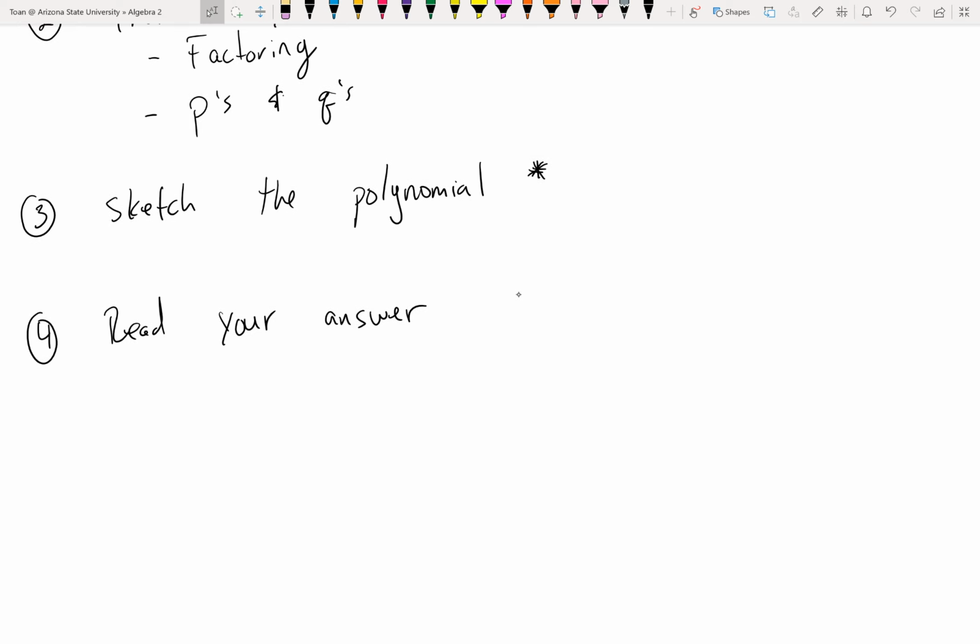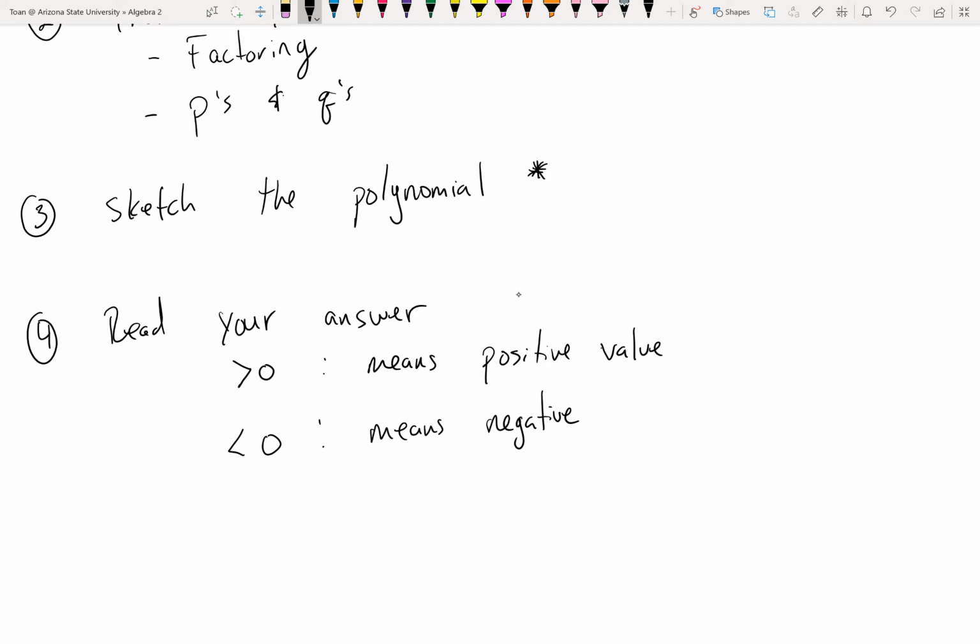And your answer will be dependent on what type of inequality you have. If your inequality is greater than 0, that means you want positive values. You want to find the intervals that give you positive values. And if your problem is less than 0, it means the exact opposite. It means you want regions or intervals that give you negative values.